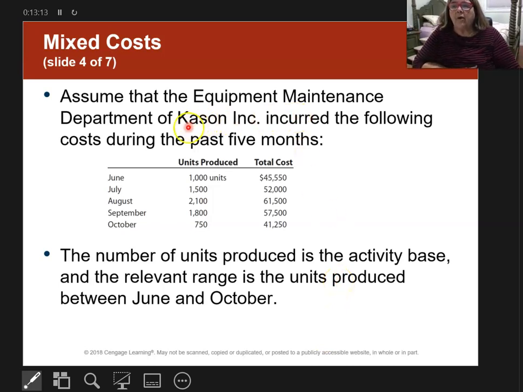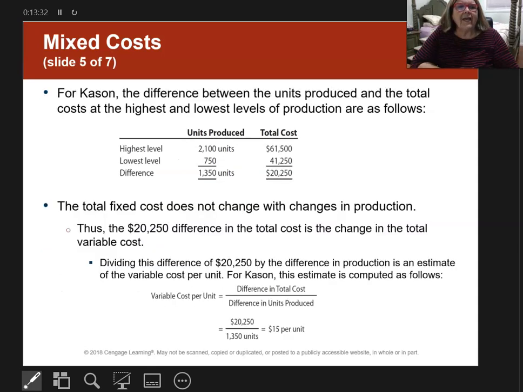The equipment maintenance department of this company incurs the following costs. So I've got 5 months in a row. Here's the number of units produced each month. And here's my total cost. Now remember, mixed costs are fixed and variable together. So what I want to do is find my actual variable cost and my fixed cost. So I take the highest level and the lowest level and take the difference. So here's the highest level where I made 2,100 units, and this is my highest cost.